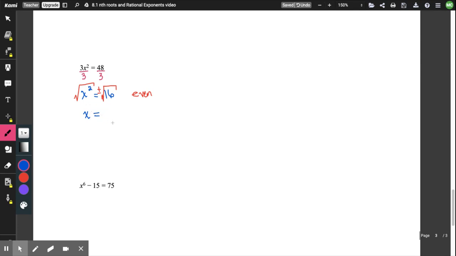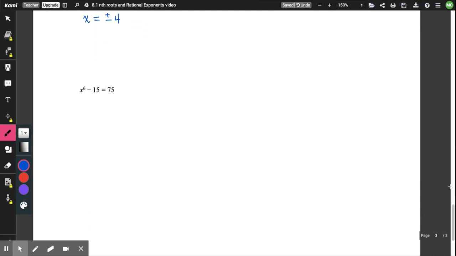So this will be on the left, the square root of x squared is x. On the right, I'm going to have plus or minus. The square root of 16 is 4. So this would give me plus or minus 4. So this one has 2 answers.